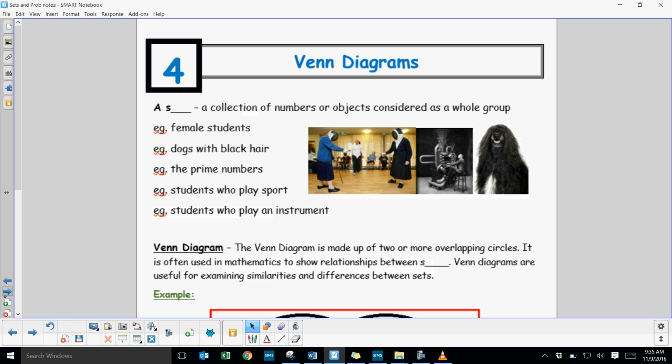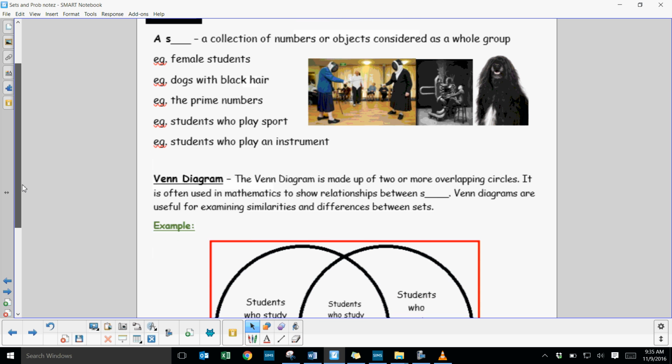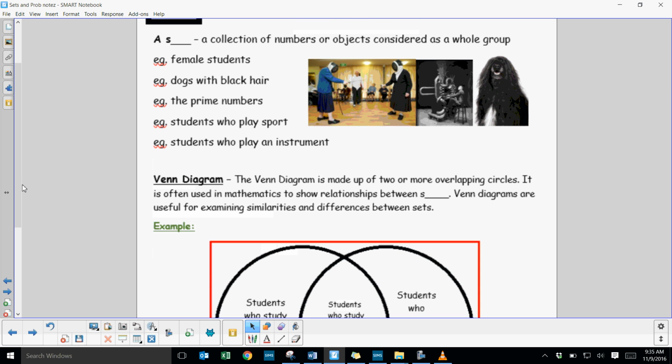So Venn diagrams, I'll just scroll down a little bit. Lesson 4. A collection of numbers or objects considered as a whole group. You probably guessed already, it's a short word. It is a set. For example, female students, dogs with black hair, the prime numbers, students who play sport, students who play an instrument. They're examples of sets, which you might have realised already.